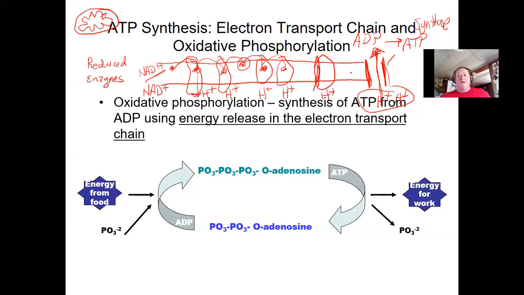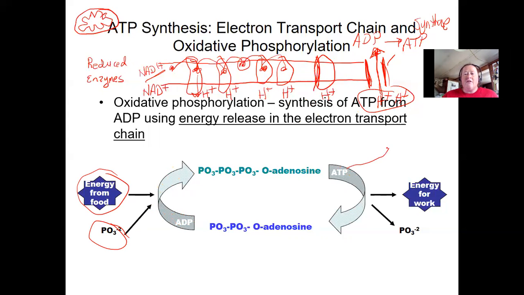So this all occurs in the inner membrane. I'm not going to ask you to repeat that. I just want to give you a visualization of what is going on with this thing that we call the electron transport chain. So at the inner membrane, where we have these hydrogens shooting across this channel, it is giving the energy to add a phosphate group to an adenosine diphosphate and turn it into adenosine triphosphate.